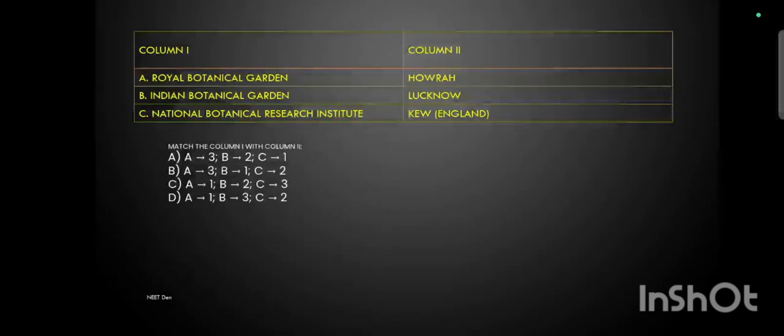So the options for the answers are given various combinations of these matching pairs. The answer is B, that is A, Royal Botanical Garden matches with 3, Kew, England. B, Indian Botanical Garden matches with 1, Howrah. And C, National Botanical Research Institute matches with 2, Lucknow.